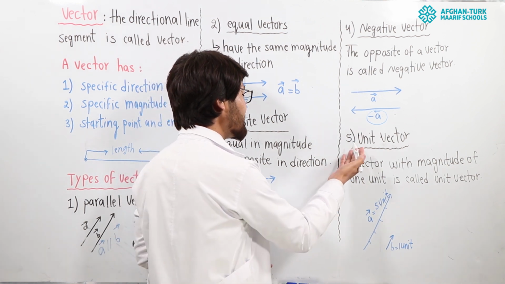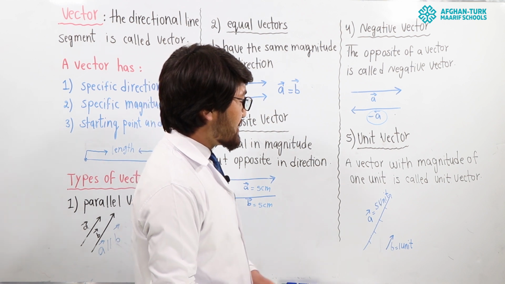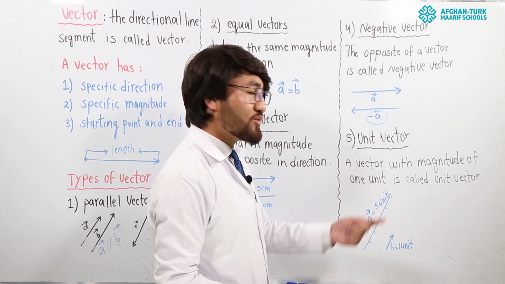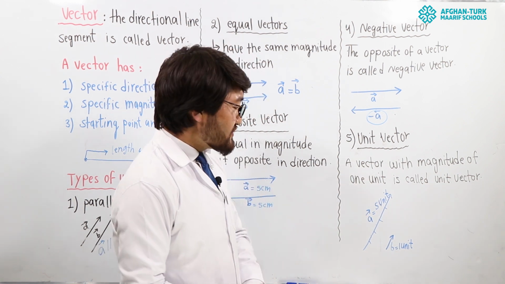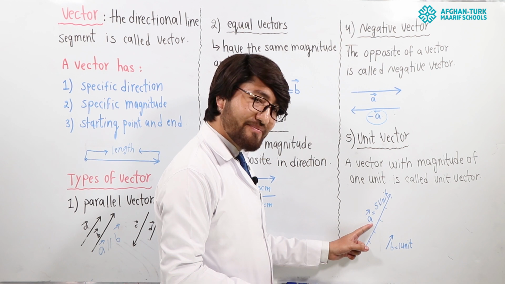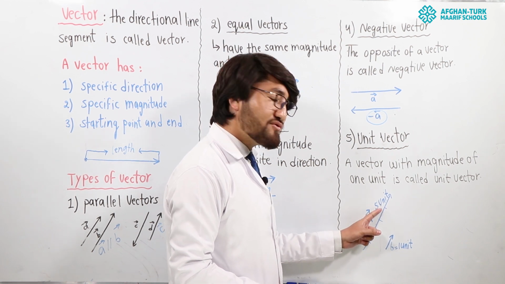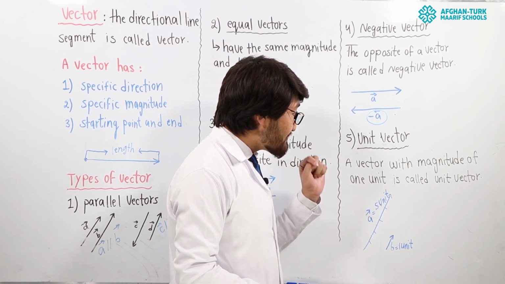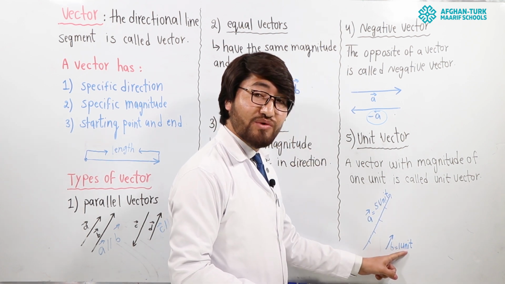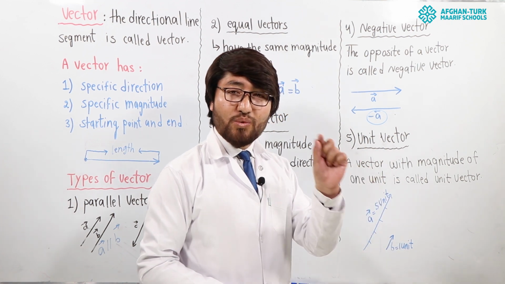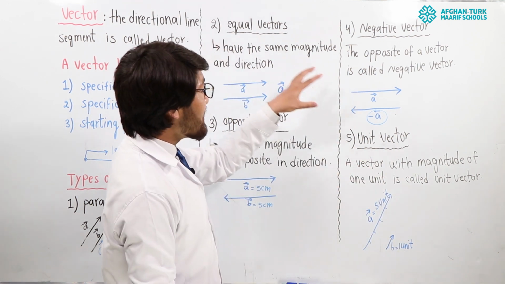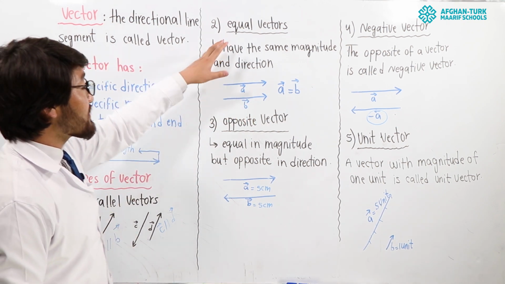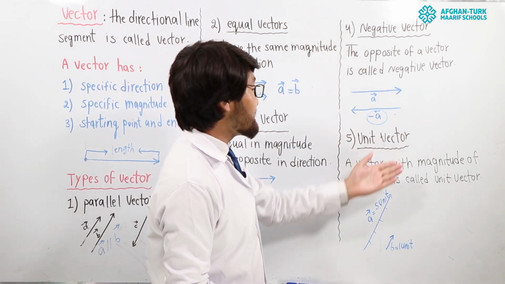Okay, come to number 6, unit vector. What is a unit vector? A vector with a magnitude of 1 unit is called a unit vector. For example, this is vector A. Vector A has 5 units. The length of vector A is 5 units. Vector B is a unit vector. Why? Because it has just 1 unit. These are all about types of vector. We have parallel vectors, equal vectors, opposite vector, negative and unit vector.